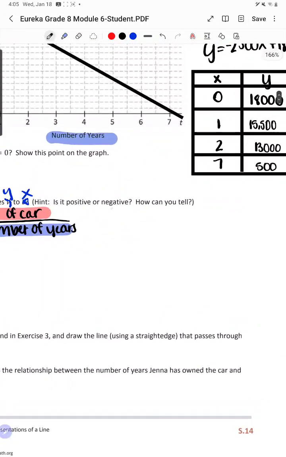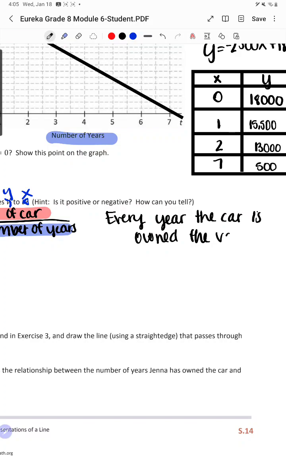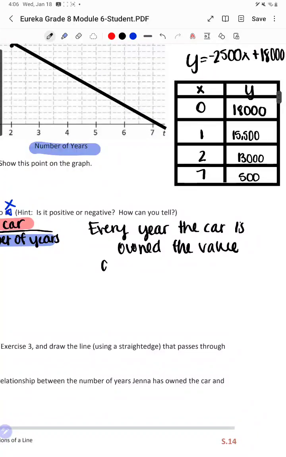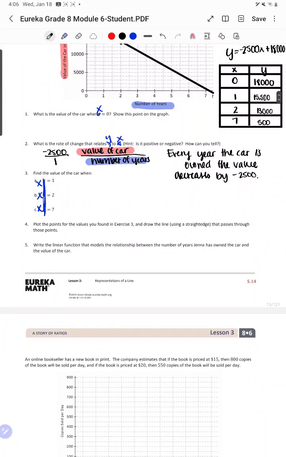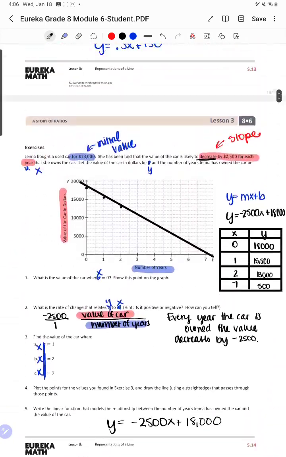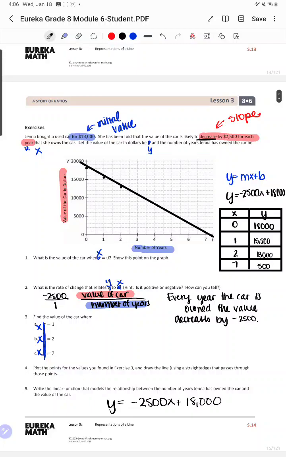So that means that every year the car is owned, the value decreases by negative 2,500. All right. It says write a linear function. We know that ours is y equals negative 2,500 x plus 18,000. Okay. If you don't have any of that written, make sure you go ahead and have that written down.